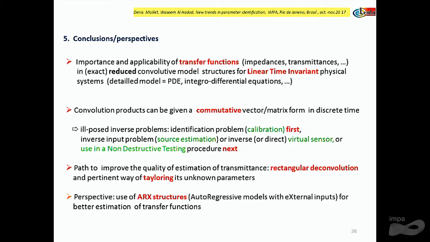So you have first an identification problem with calibration, and then we can use a source estimation problem, a virtual sensor problem, or use it in a non-destructive testing procedure next. What is interesting about rectangular deconvolution is that you have a pertinent way of tailoring your unknown parameters. And the perspective, as I told you, is to work on ARX structures that can have a link with transmittance. Thank you.